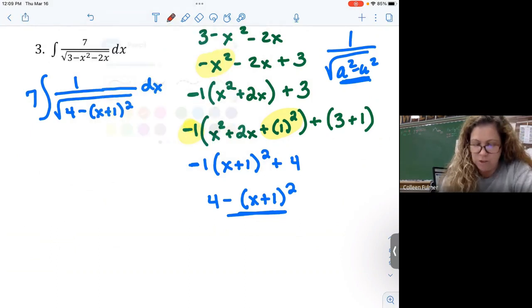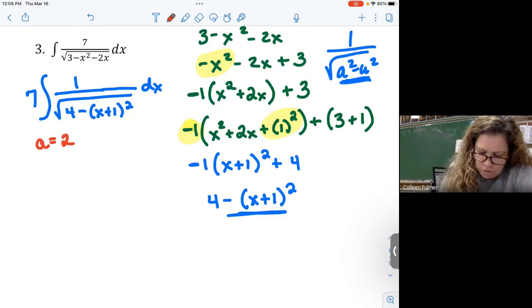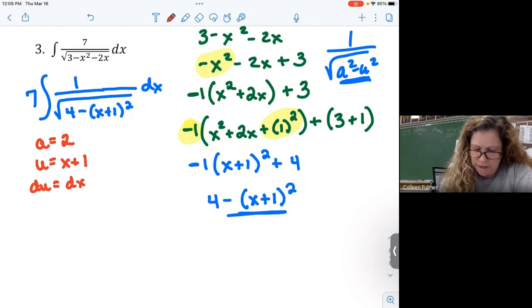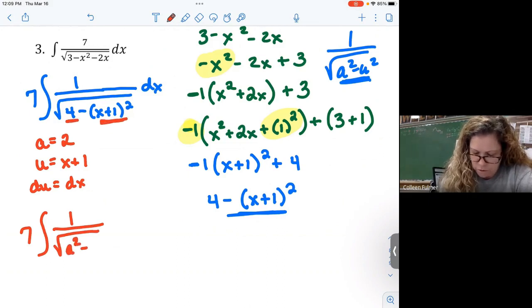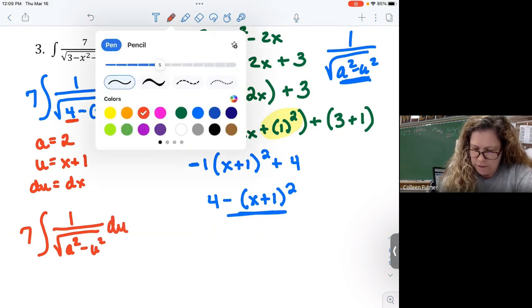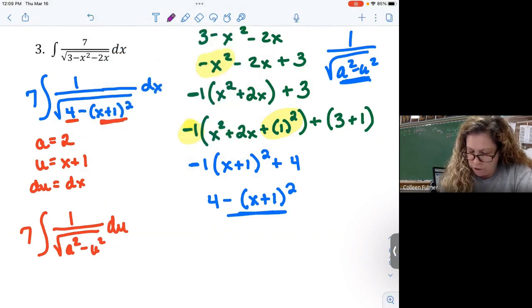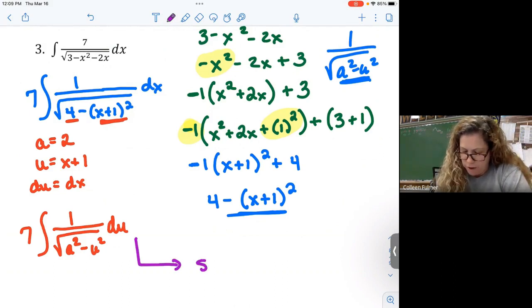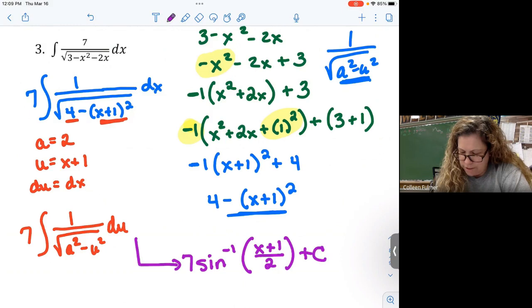Then I can do what I did in the last problem: figure out my a and my u. My a is 2, my u is x plus 1, and my du is 1 dx. So I get 7 times the integral of 1 over the square root of a squared minus u squared du. I'm going to come down to do this since I don't have enough room. That's inverse sine. Oh, I have a 7 out in front, I forgot. Inverse sine of u over a, so x plus 1 over 2, plus c.